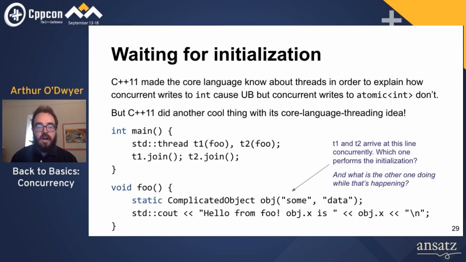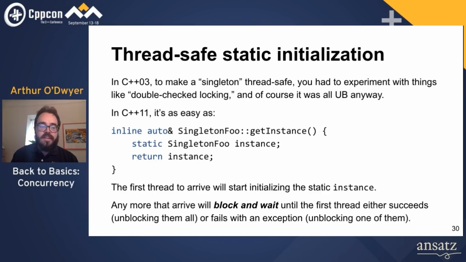In C++03, when you had a static variable like this, like a singleton, you had to do things like a double check locking pattern. And anyway, it's all UB because there were no threads. In C++11, it is as easy as make a static local. This is a valid inline function that returns a reference to a correctly initialized singleton.